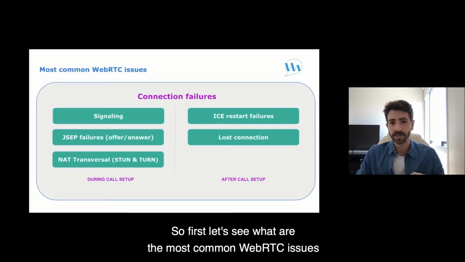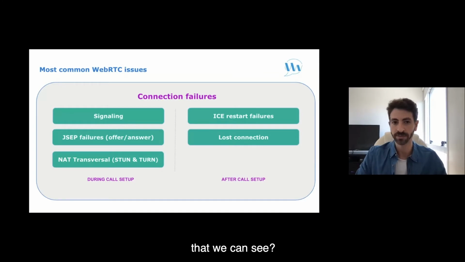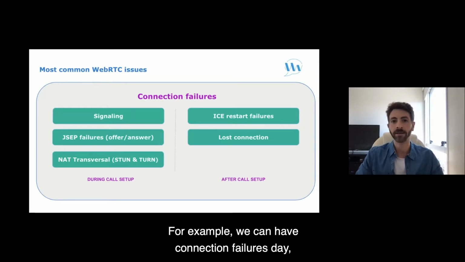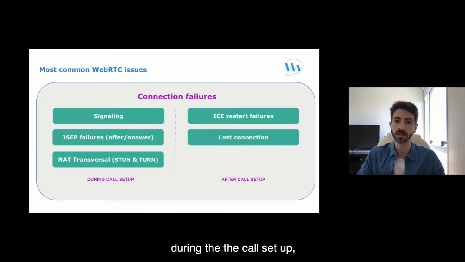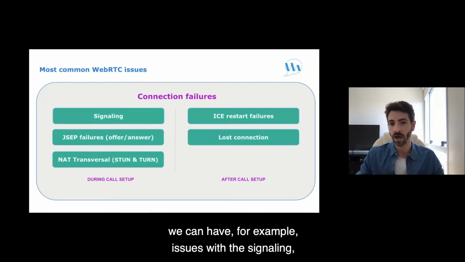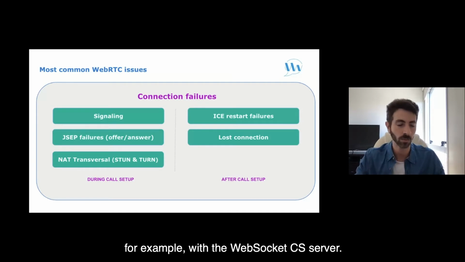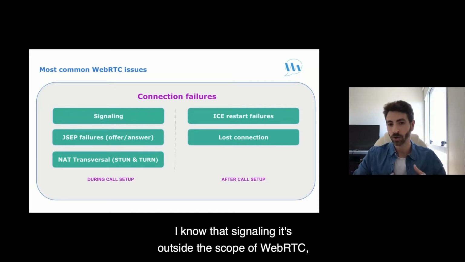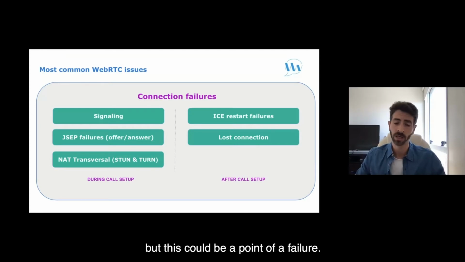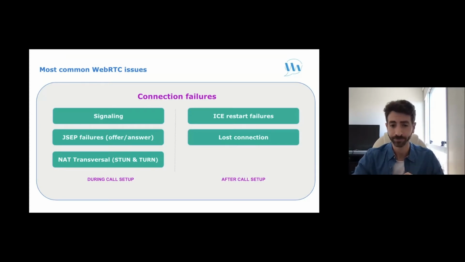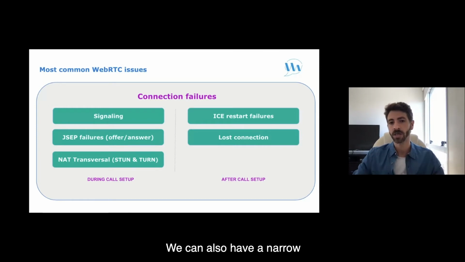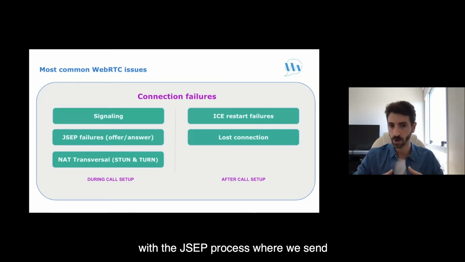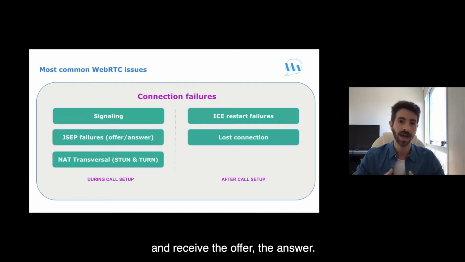So first, let's see what are the most common WebRTC issues that we can see. For example, we can have connection failures during the call setup. We can have, for example, issues with the signaling, for example, with the WebSocket server. Yeah, I know that signaling is outside the scope of WebRTC, but this could be a point of failure. We can also have an error with the negotiation process, where we send and receive the offer and the answer.